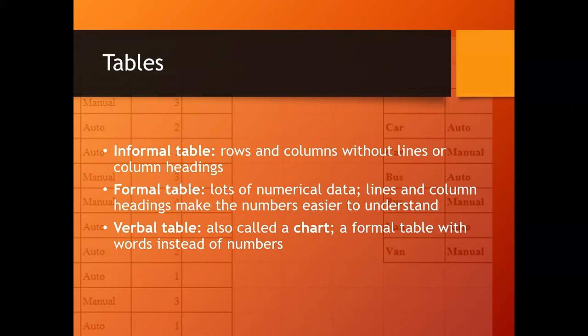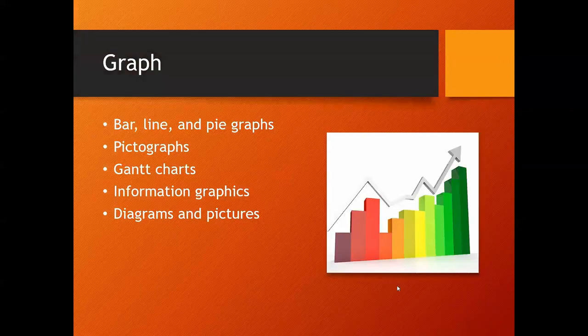Verbal table is also what we would call a chart, and it's very similar to a formal table, but it has words instead of numbers. Now, both the formal table and the verbal table will have lines on both rows and columns to make it easier to read. And typically they will have column headings and or row headings.